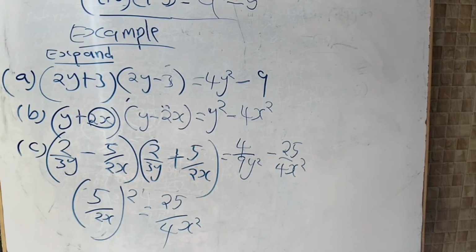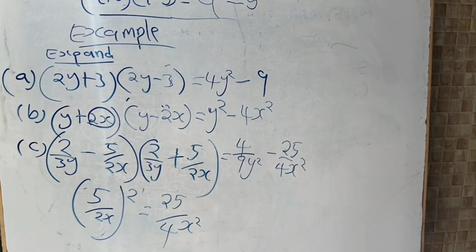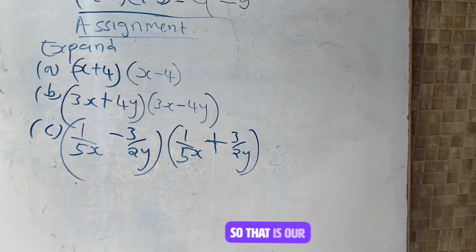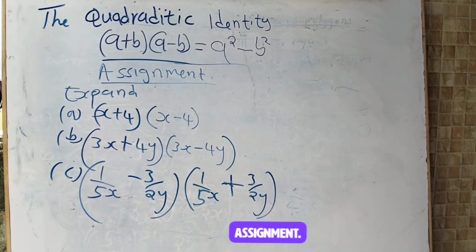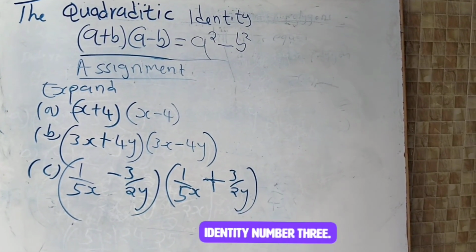Alright, up to that point, I think you have understood. I want us to do some assignment concerning quadratic identity number 3.